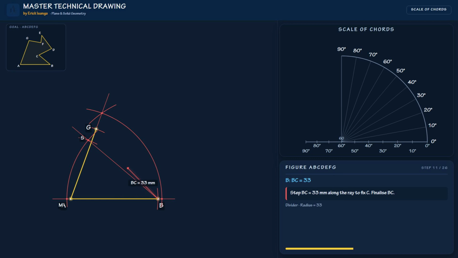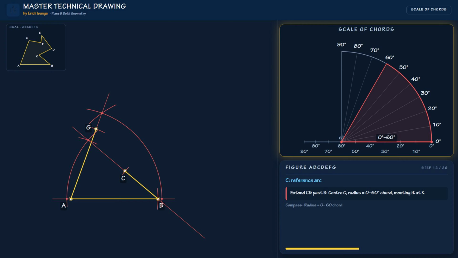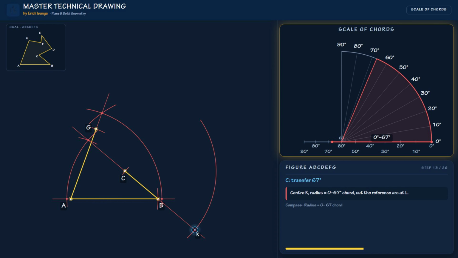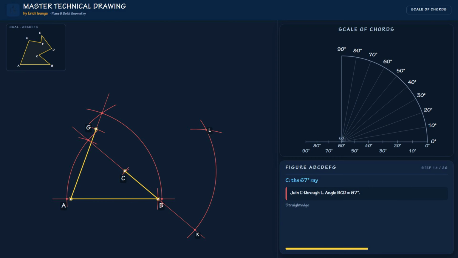Measure BC along this line as 33 mm. This locates point C. At C, extend the side toward B, and swing the reference arc from center C. Transfer the 0 to 67 degree chord, and cut the arc, giving the direction of side CD. Join C through that point. The angle BCD is 67 degrees.